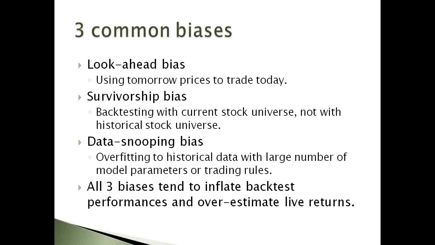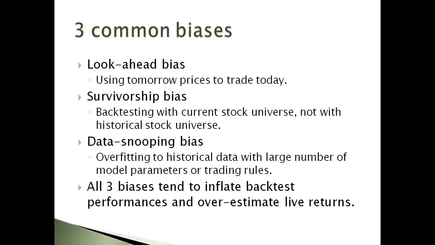The second bias is survivorship bias, which is what I just illustrated with the stock selection strategy. It's backtesting with the current stock universe and not with the historically accurate stock universe. The third common bias is the data-snooping bias, which is overfitting the model to historical data with a large number of parameters or trading rules. Essentially, with enough parameters, you can fit your model to any set of data to trade perfectly. You will have no losing trade, right? But that doesn't mean that when you apply the model to unseen data or out-of-sample data, the strategy or the model will still perform. So there's no point in generating perfect performance in the past, or a perfect fit of the model to the data in the past.